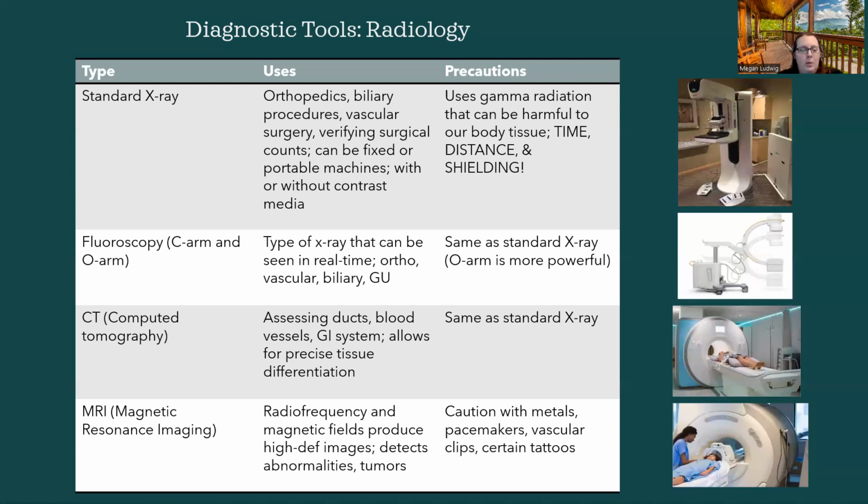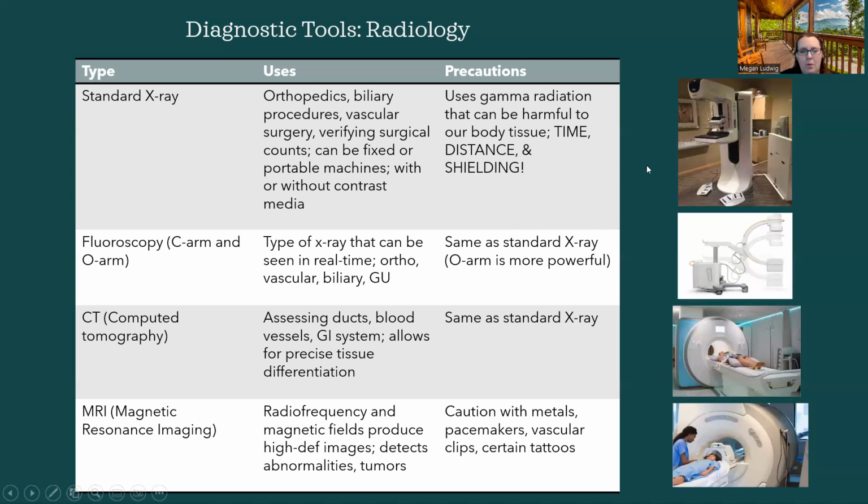So then you have fluoroscopy. Two types of fluoroscopy include a C arm and an O arm. They are shaped like the letter C and O, okay? Remember, fluoro is used to see a real-time picture. It's live, okay? So I kind of tried to put the image here as it correlates.